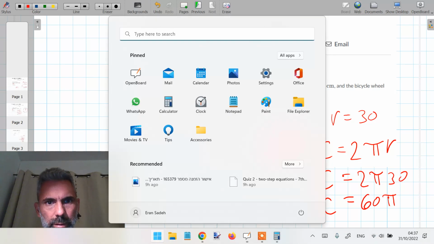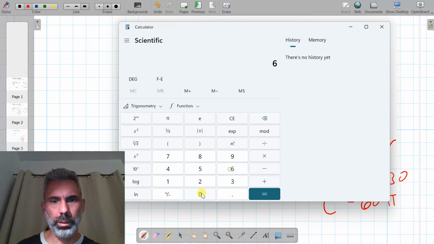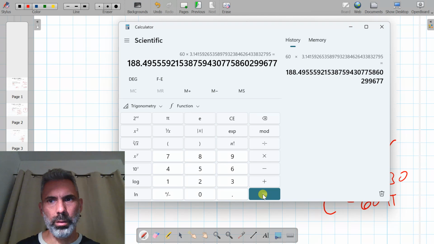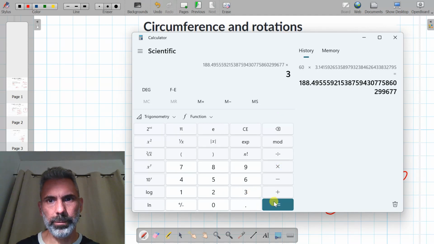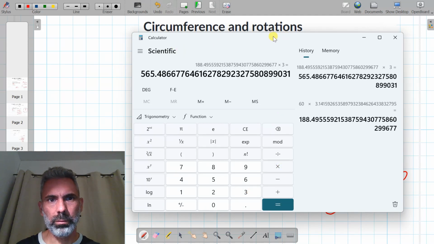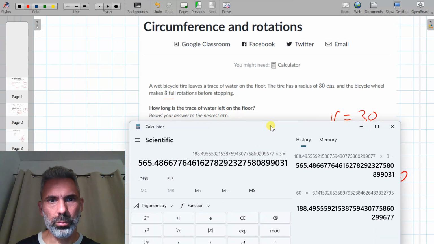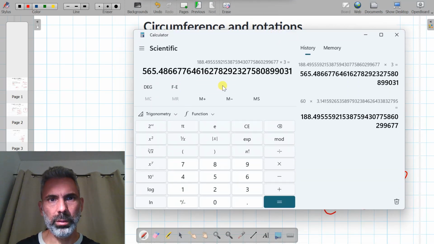60 pi is 60 times pi, and we need to multiply it by 3 full rotations, so times 3, 565, and we need to round the answer to the nearest centimeter, so we round it down. Okay, so 565.